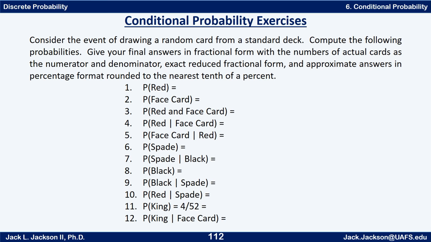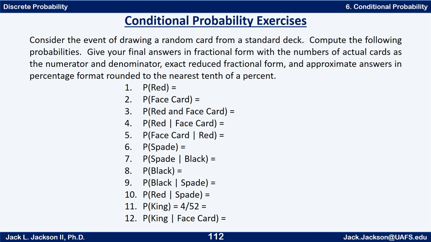What we're doing here is shuffling the deck and drawing out a single card, one single card drawn at random. So what's the probability that card is a red card? What's the probability it's a face card? What's the probability that it's a red and a face card? What's the probability that it's red given it's a face card? What's the probability it's a face card given red?